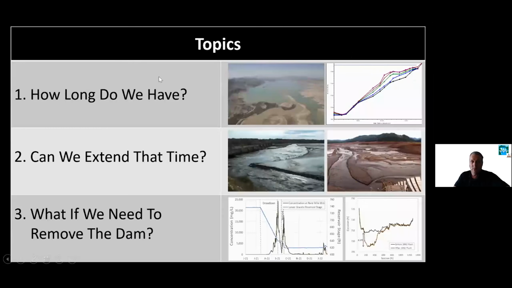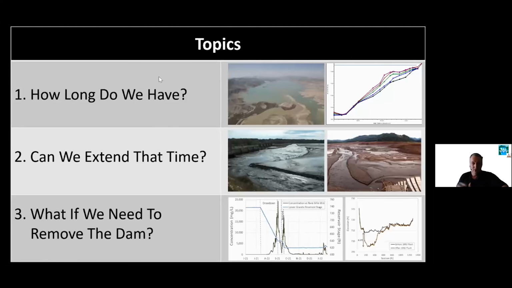Because when I walk into a room and people are having trouble with their reservoir, have concerns about the reservoir, they usually ask one of three questions. How long do we have before there's an impact? Can we extend that time? Is there anything we can do about it? And if not, what are the potential implications of taking this dam out? I saw a question in the chat, a lot of concern on the Klamath about the downstream impacts of dam removal.